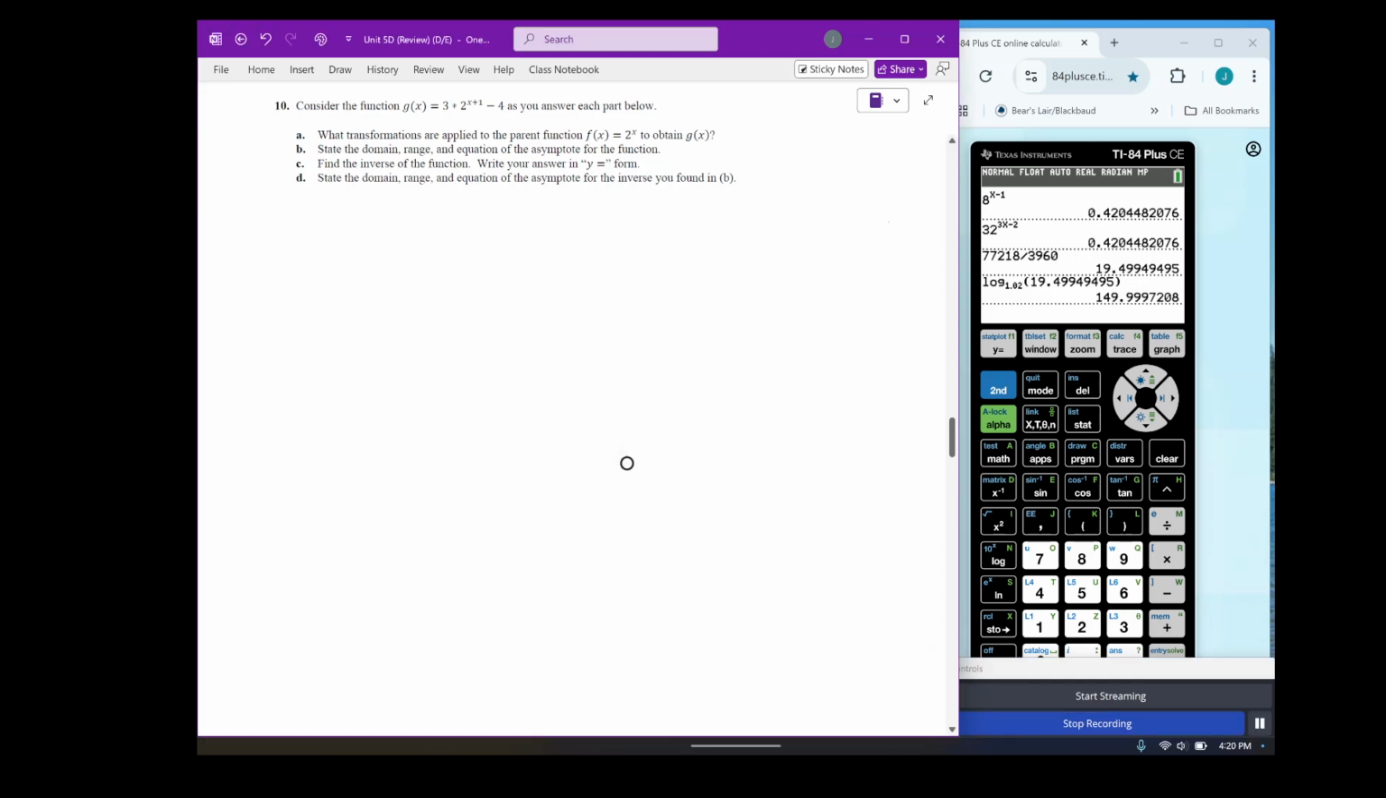Okay. So number 10 is taking this g of x and saying, how do you get that from the parent function of 2 to the x? So if I start here, I'm going to do it this way. F of x equals 2 to the x. And then the first transformation that we apply gets us to 3 times 2 to the x. And then the next transformation is the plus 1 and the minus 4 there. So at this point, that's the final function. So g of x equals 3 times 2 to the x plus 1 minus 4.